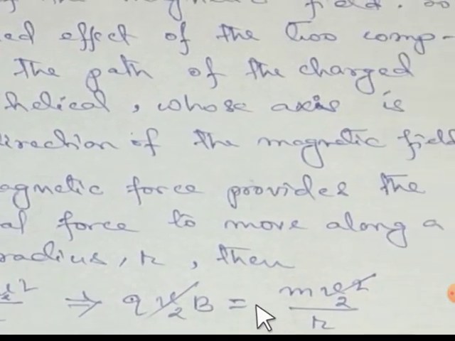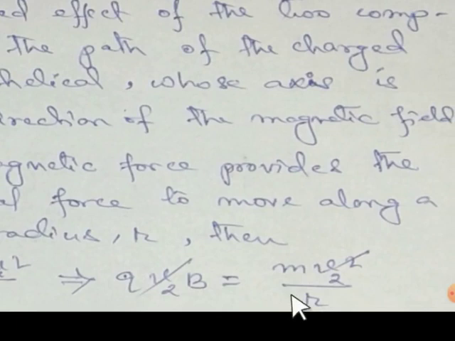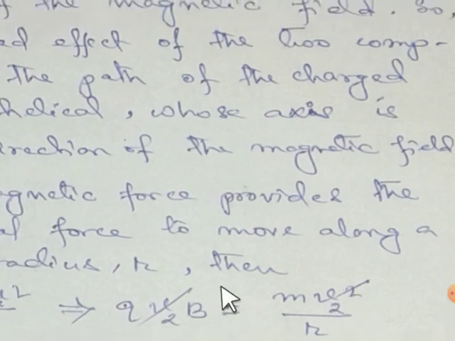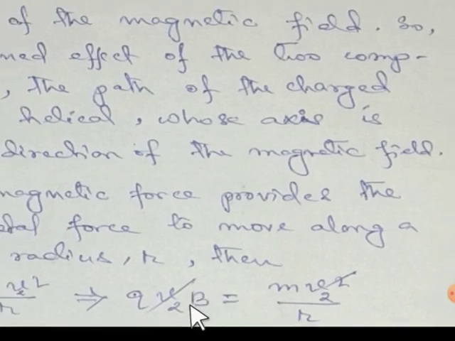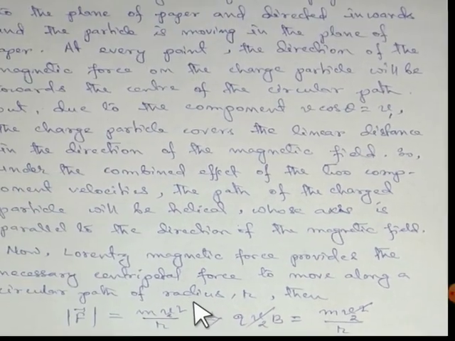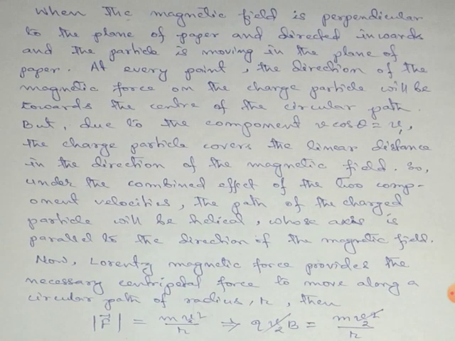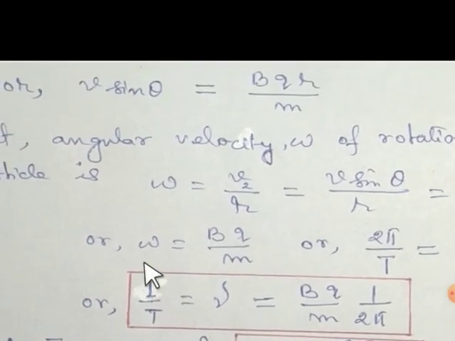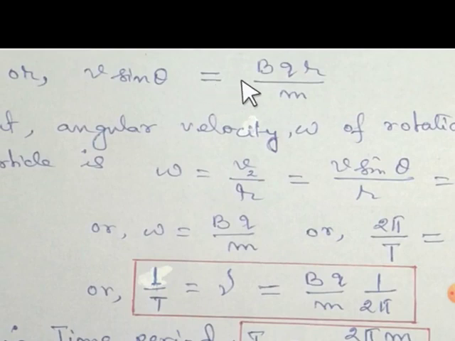q v2 b, and you try to equate this Lorentz magnetic force with the centripetal force, then you can cancel this v2 and v2, and what you have will be what? You will have V sine theta. That means v2 will be equal to what? B Q R divided by M. Got it? That is what I said. I have said this V sine theta will be equal to B Q R by M.